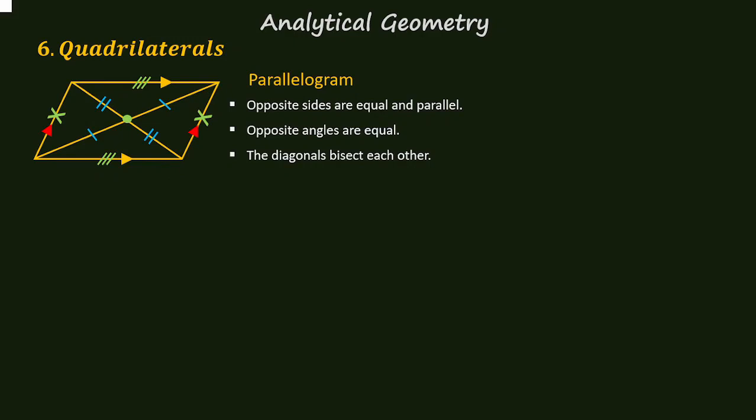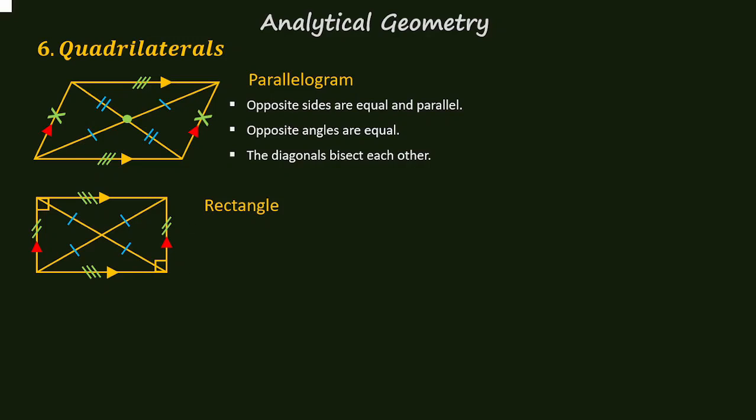They bisect each other, which means they cut each other into equal halves. So at this point where they meet, this is the midpoint of this diagonal, and it is also the midpoint of the other diagonal. So that information will help you to solve most of the problems once you are told that you are working with a parallelogram. Let's look at the second one, which is a rectangle.